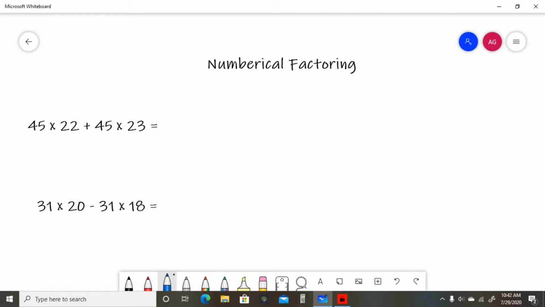Hello, and welcome to Investigative Math. Today, we'll be learning how to use numerical factoring on the number sense test. So let's get to it.